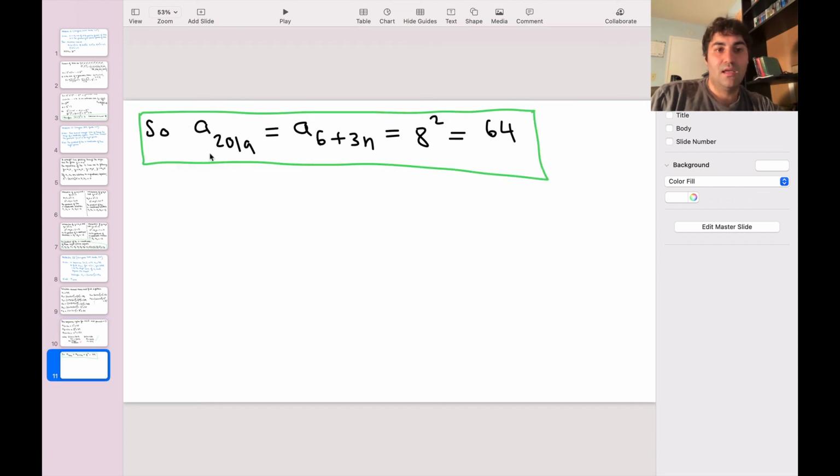So a2019 is equal to a(6+3n), which is equal to 8 squared, which is equal to 64. So a2019 equals 64.